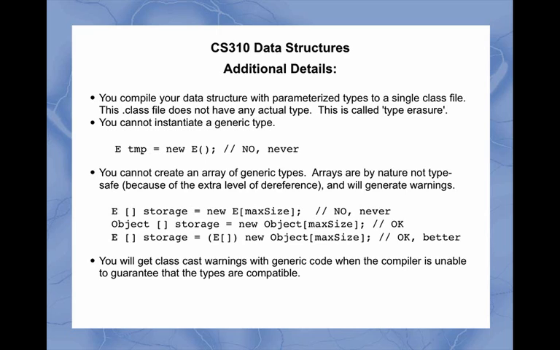When you compile your class, you have a single class file that doesn't have any actual type in it. This is called type erasure. This differs from other languages such as C++. The C++ language has a construct that looks very much like these parameterized types. In C++, they're called templates. But there's a major difference here.